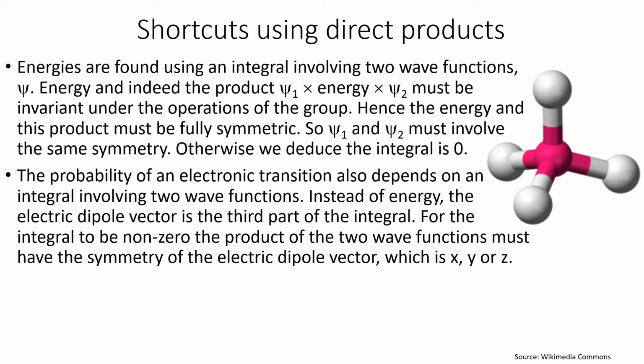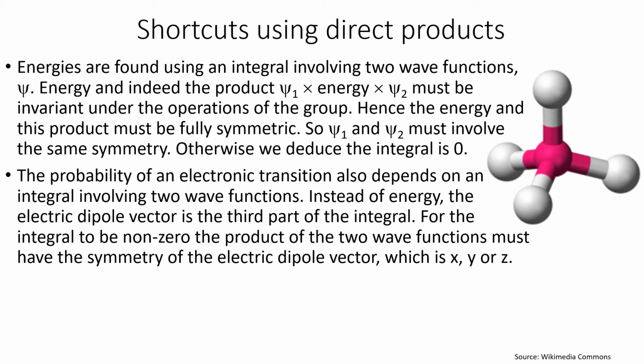So again, the initial and final state wave functions and the electric dipole operator, ultimately those three need to combine into something that's fully symmetric. So those three irreps need to multiply together to give the fully symmetric irrep. So what that means in practice is that when you take the two electronic wave functions, like the initial state and the final state, the product of those two wave functions will have to have the same symmetry as the electric dipole vector, and that way those two identical symmetries can then combine to make the fully symmetric product.